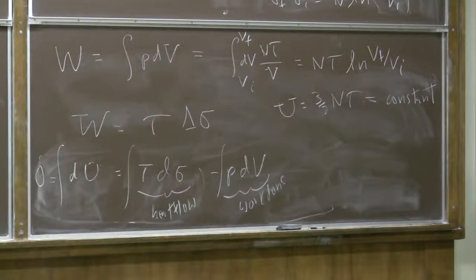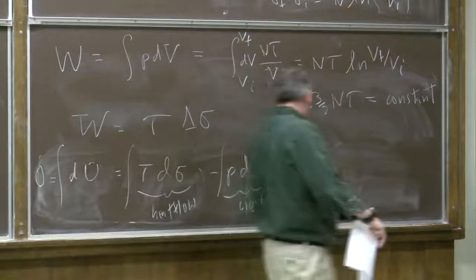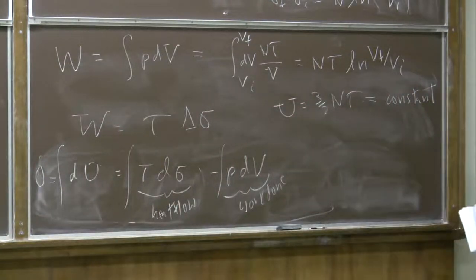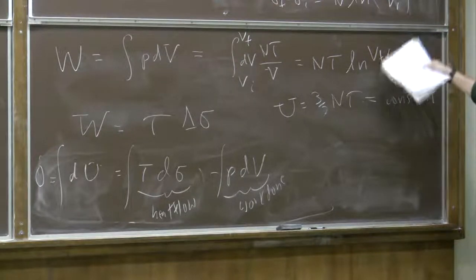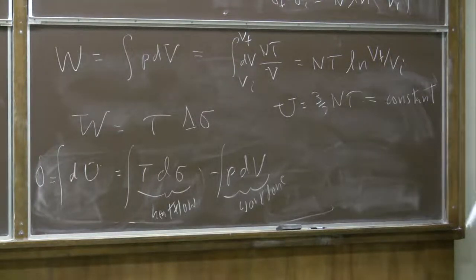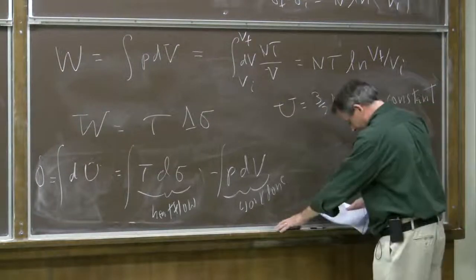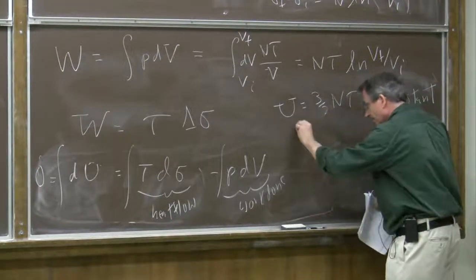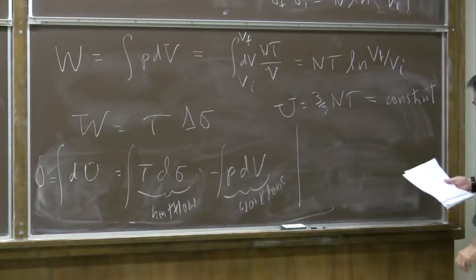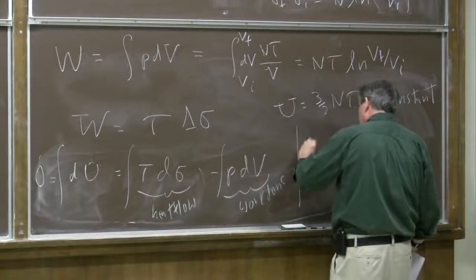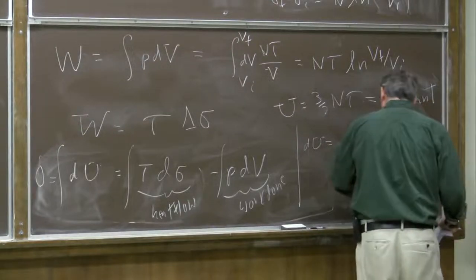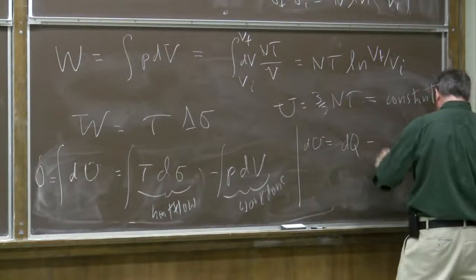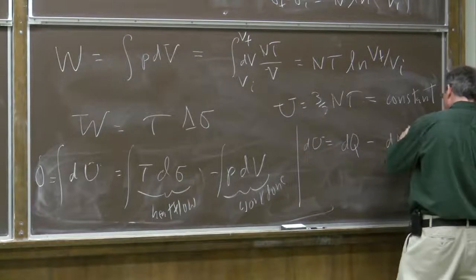So the heat flow into the system has to match the work done by the system. And that's why we found that tau times the change in entropy is equal to the work done. So this is just conservation of energy. The first law of thermodynamics I can write as the change in internal energy in general is equal to, I'll call it, dQ minus dW.